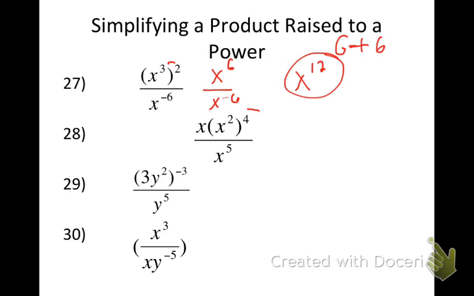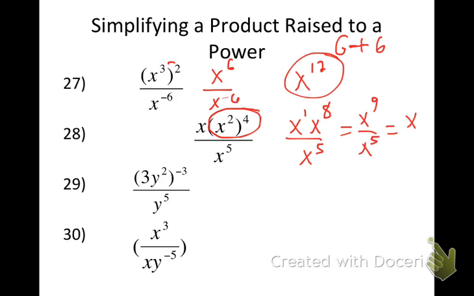28, step by step here. So I get x to the 8th over x to the 5th. And now I can combine them. What's x times x to the 8th going to give me? That's going to give me x to the 9th over x to the 5th. Then what am I going to do with the exponents? I'm going to subtract them, and I get x to the 4th. Because of x to the 1st and x to the 8th. Because remember, if there's no exponent, there's that 1 there. So I have 1 plus 8 is 9.